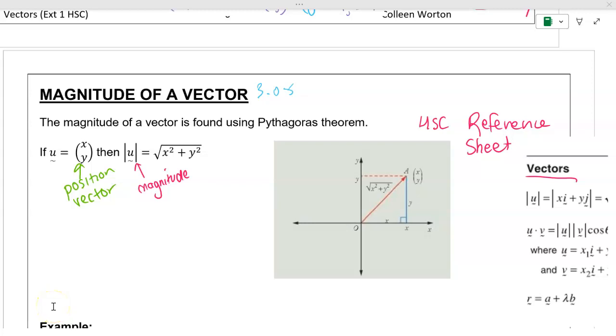The first thing we're going to have a look at today is the magnitude of a vector, and that will match up with page 305 in our Maths in Focus textbook.